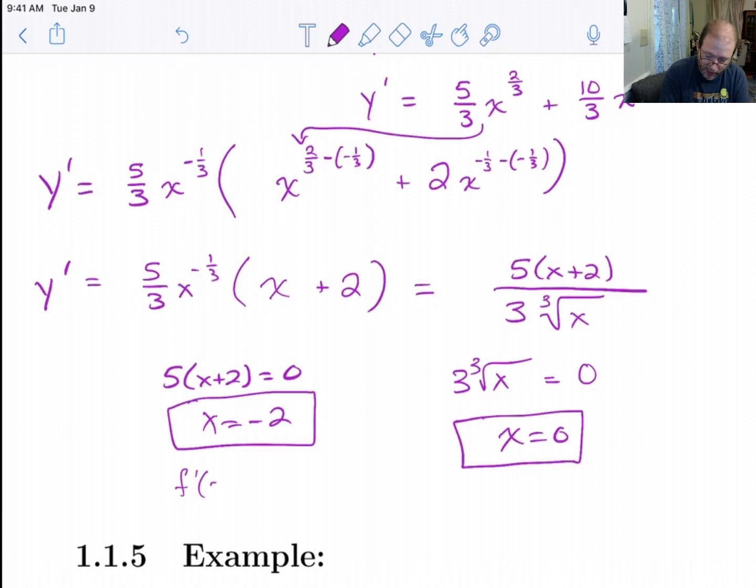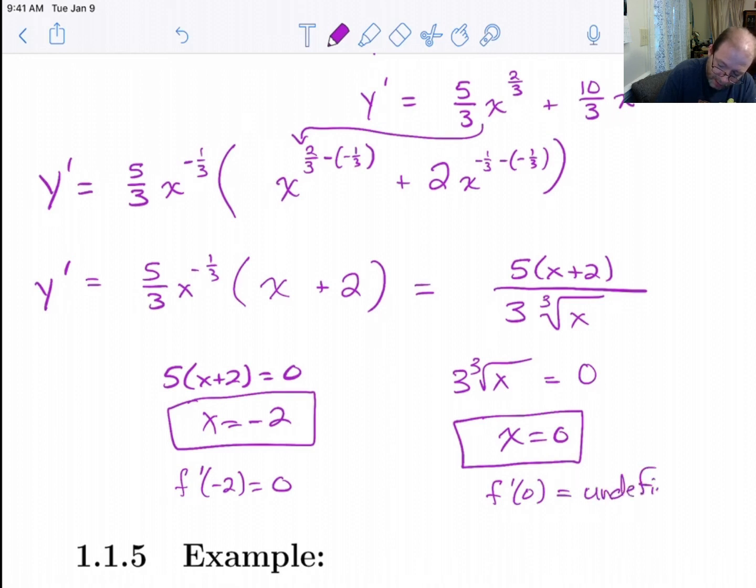At this one, f prime is undefined. Or no, at this one, f prime of x is 0. So let me write this. f prime of negative 2 is 0. And f prime of 0 is undefined. Let's look at that on Desmos and see why.